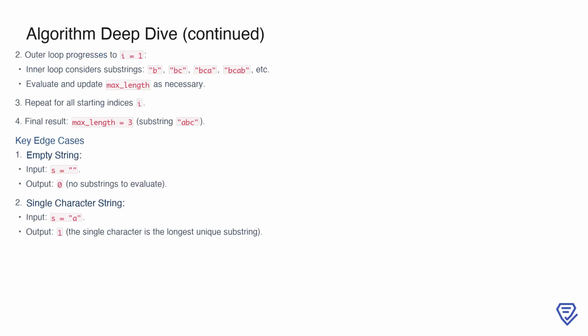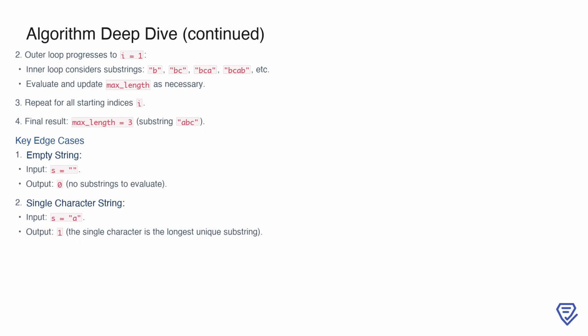Next, the outer loop moves to the starting index i equals 1. From here, the inner loop considers substrings like B, BC, and BCA. Again, these are evaluated for uniqueness, and max_length is updated if a longer unique substring is found. This process repeats for every starting index i in the string. Eventually, the algorithm determines that the longest substring with unique characters is ABC, with a length of 3.